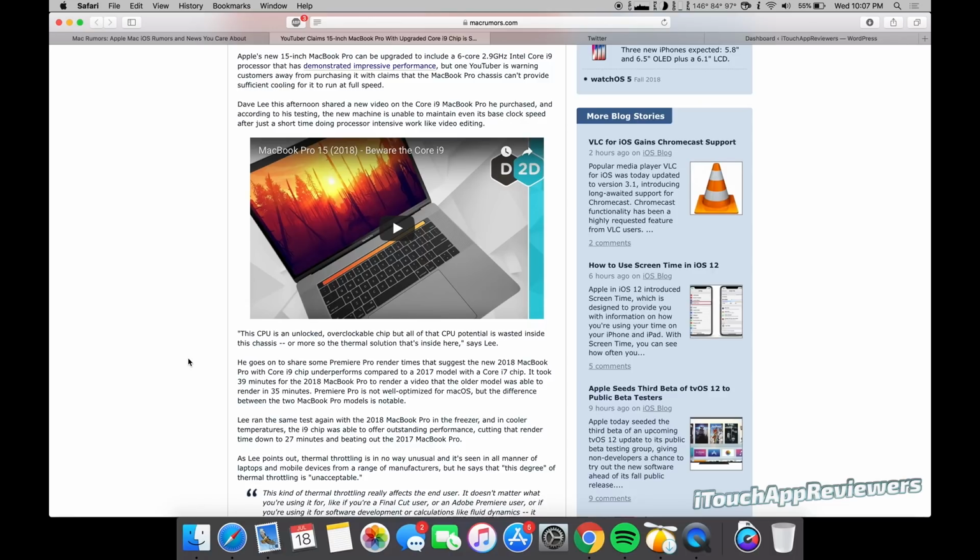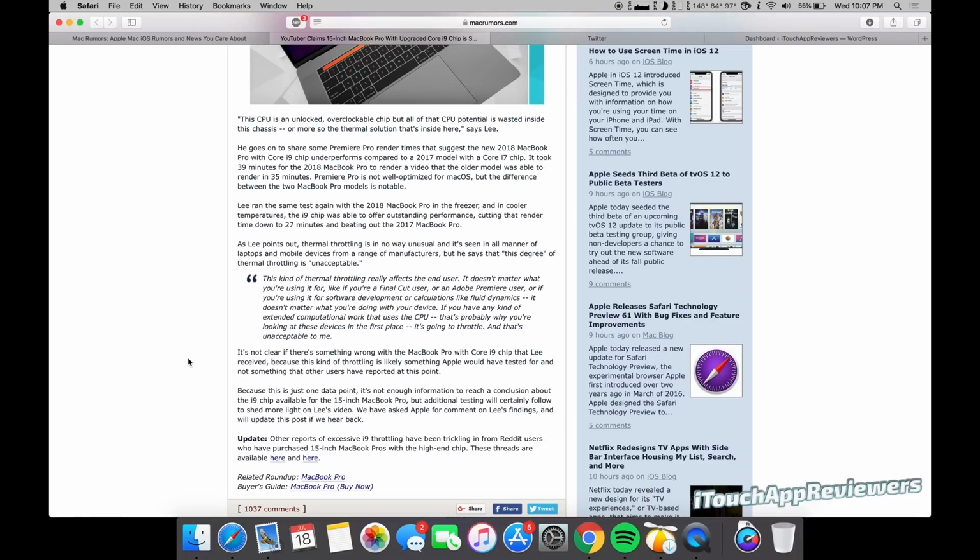Everyone was asking for these Intel chips, these Core i9s, these 6-core chips, to be put into these, and Apple's like, hey, okay, you want it? Here you go. And they just stuck it in this frame of this MacBook Pro. Now, do I think this is being exaggerated? A little bit. However, if you read this report right here, other reports of excessive i9 throttling have been trickling in from Reddit users who have purchased a 15-inch MacBook Pro with the high-end chip. These threads are available here and here.